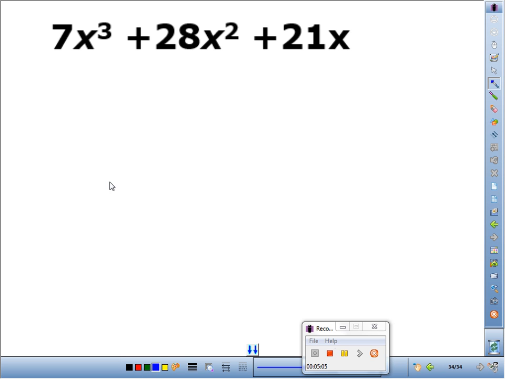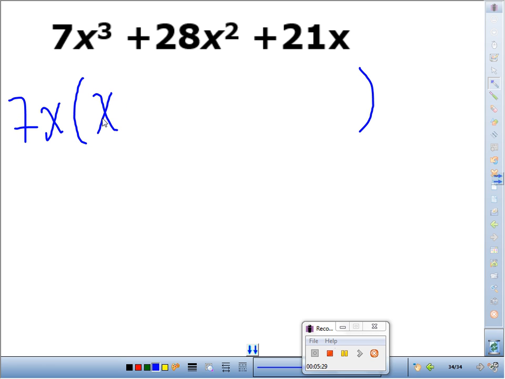Step 1, GCF. What number divides each term? 7. However, does each term have a variable x? Yes. And what is the smallest power on all these variables? X to the first, so therefore we're going to use x to the first for our GCF. So let's see what we have left. 7 divided by 7 is 1. And what is x cubed divided by x? That's x to the second. 28x squared divided by 7x, that's 4x. Plus 21x divided by 7x, that is 3.